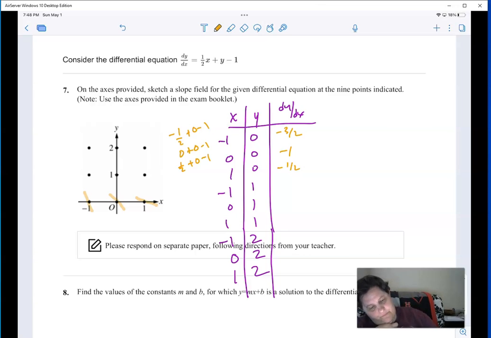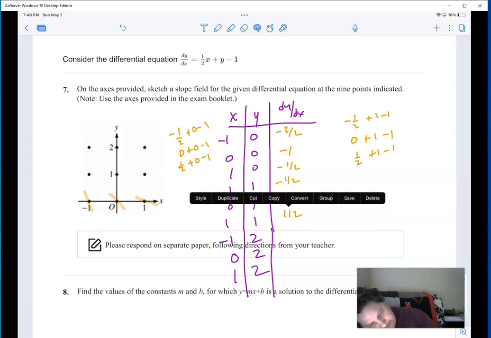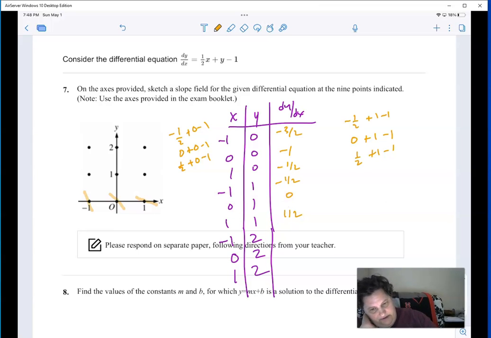Do the next one. Okay, this is going to give me, right over here, negative 1/2. That'll give me 0 plus 1 minus 1, that'll give me 0, and 1/2. Okay. Okay, so, oh gosh, negative 1, that gives me kind of a flat slope. That gives me a slope of 0.